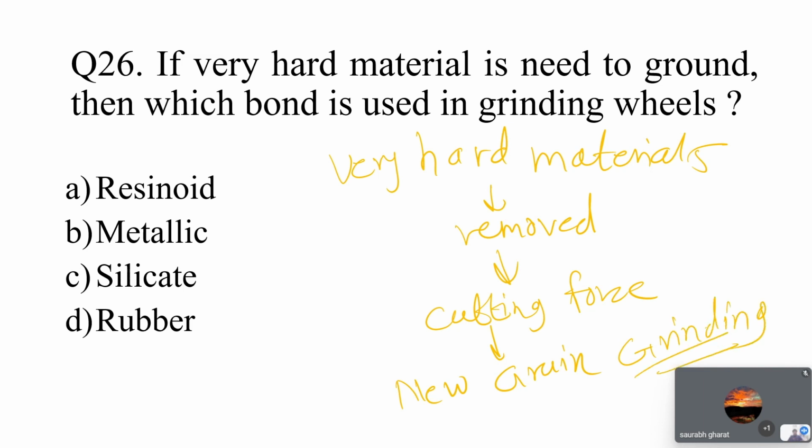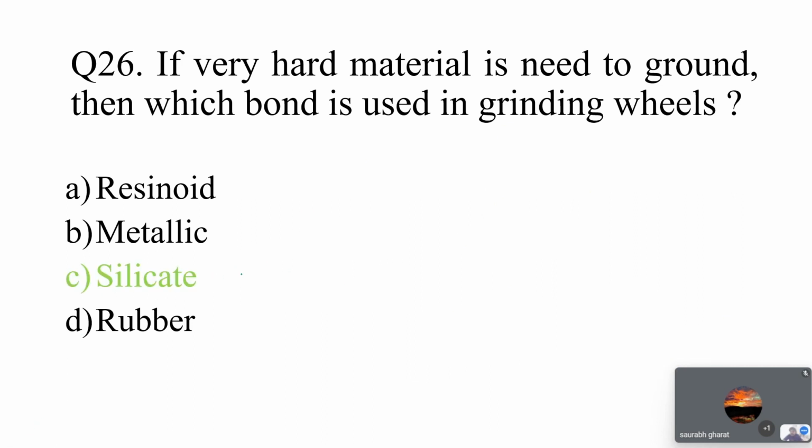Okay, so in this case, we need the element that will give you that kind of softness. The softness concept, the bond which gives the softness, will be used here. So which bond gives you the softness? Silicate bond. This bond gives you the kind of softness.